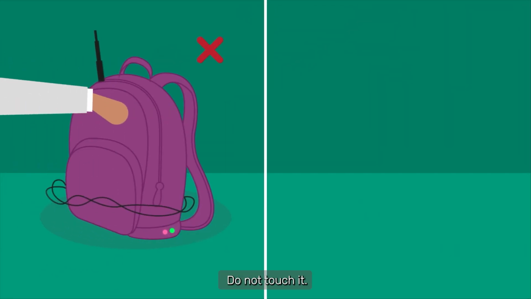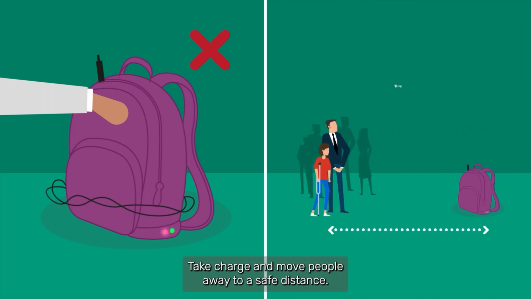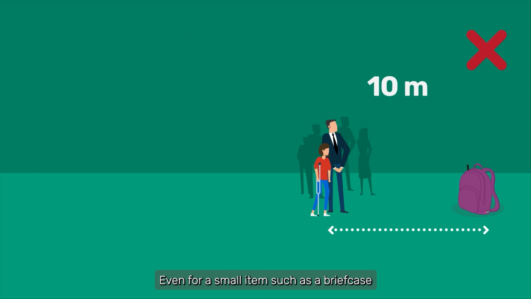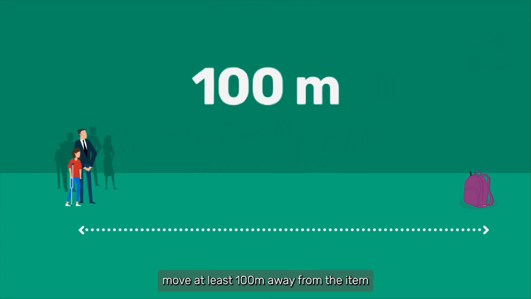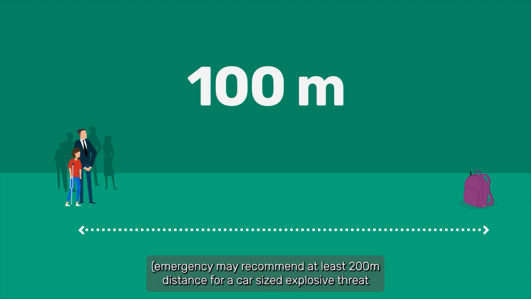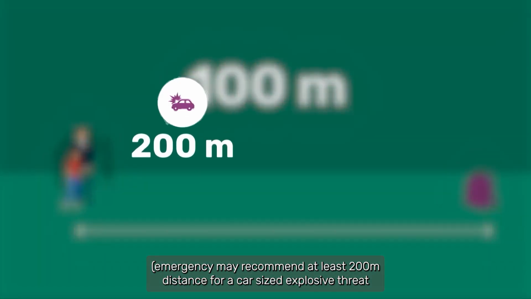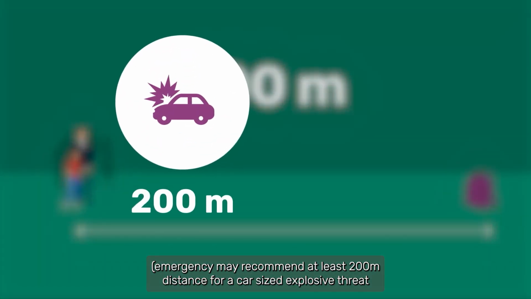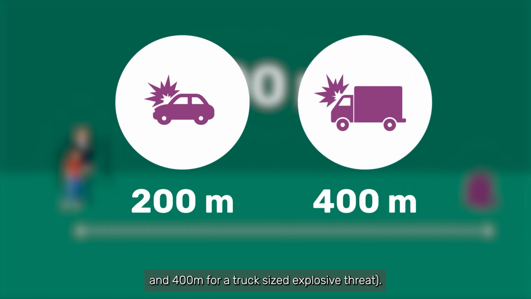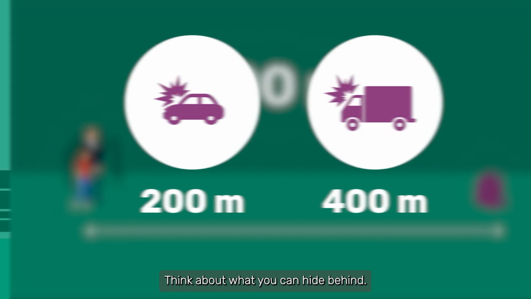If you have confirmed that the item may pose a danger, then do not touch it. Take charge and move people away to a safe distance. Even for a small item such as a briefcase, move at least 100 meters away from the item, starting from the center and moving out. Emergency services may recommend at least 200 meters distance for a car-sized explosive threat and 400 meters for a truck-sized explosive threat. Think about what you can hide behind.